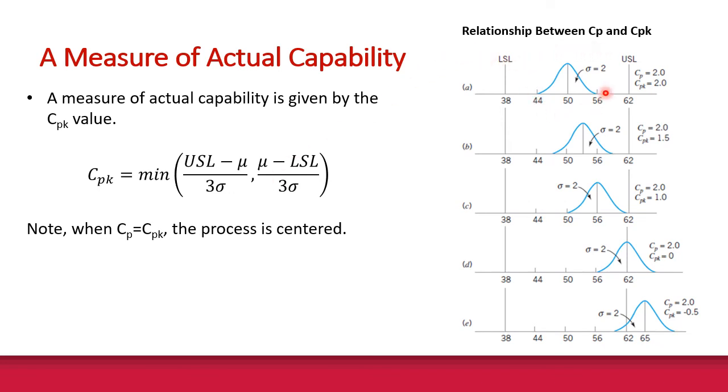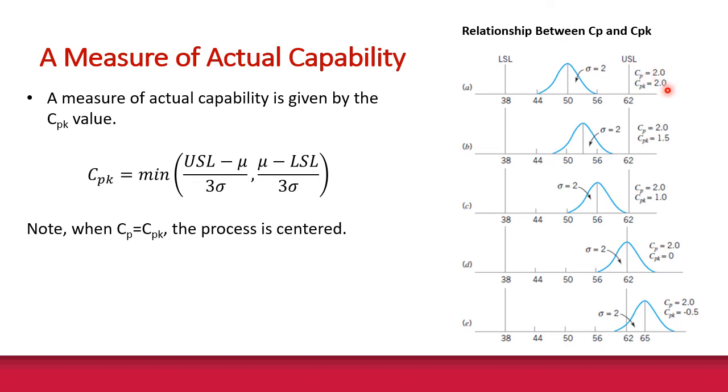So in the first case, we have a process that's exactly centered. The peak of the histogram is right on top of the mean. So this mean is actually 62 plus 38 divided by 2. It's the mean of the upper and lower specification limits. So here, if we compute C sub P, we get a value of 2: 62 minus 38 divided by 6 times sigma, which will be exactly 2.